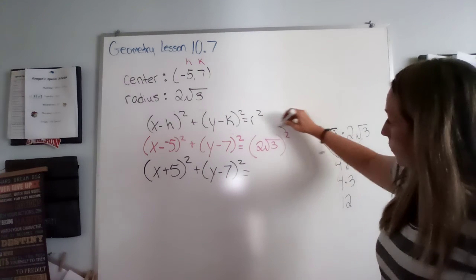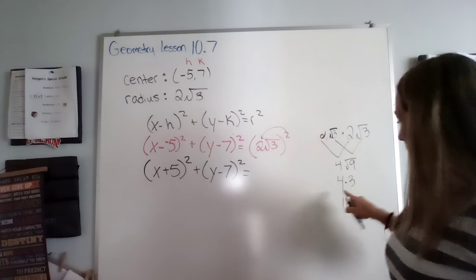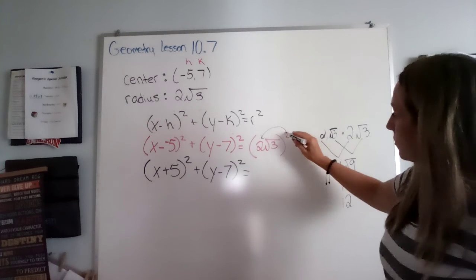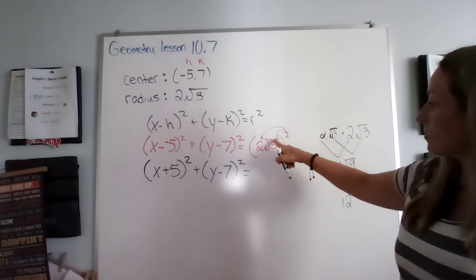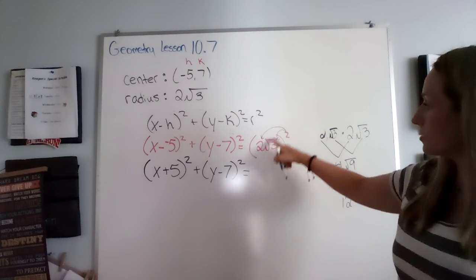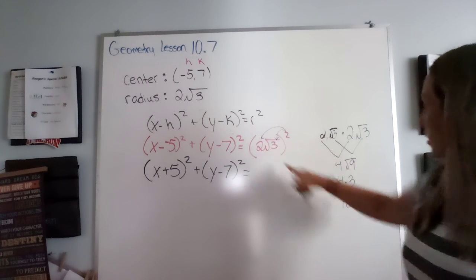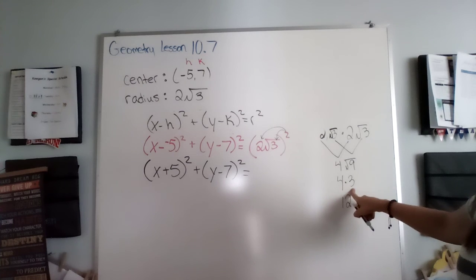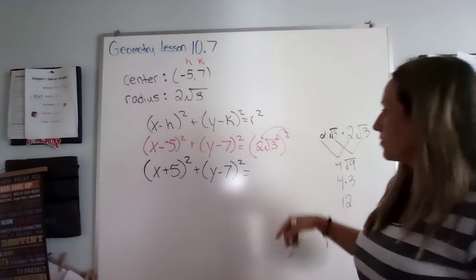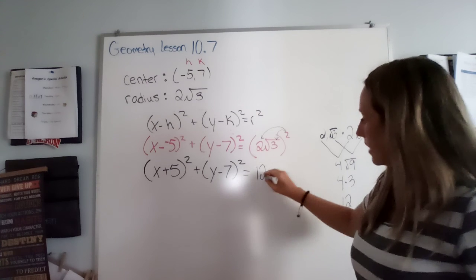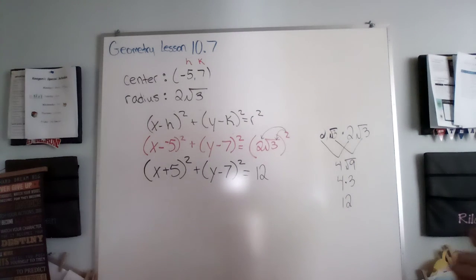So you have to square both the 2, that's where the 4 came from, and you have to square the square root of 3. Squaring the square root of 3 actually cancels, the square root cancels with the square, so you're just left with the 3, okay? So I showed you how to do it longhand. This is a shorter way. In either case, you get a 12.